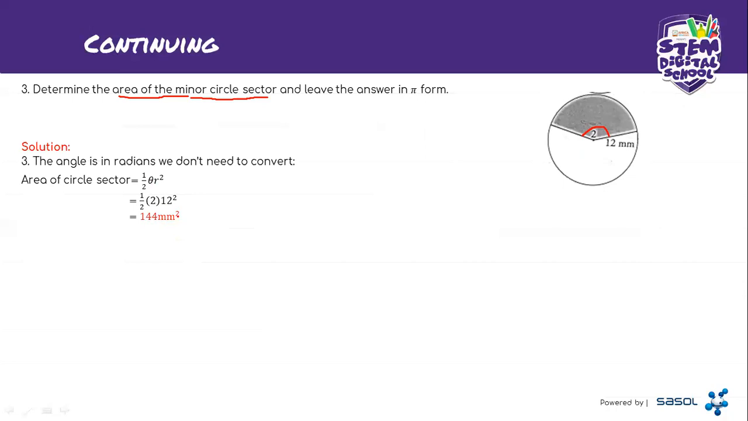But remember, our answer did not come out in terms of what? In terms of pi, right? So this is the answer that we got. But remember, the units must always be there when you are calculating the area. Please, my dear learners.